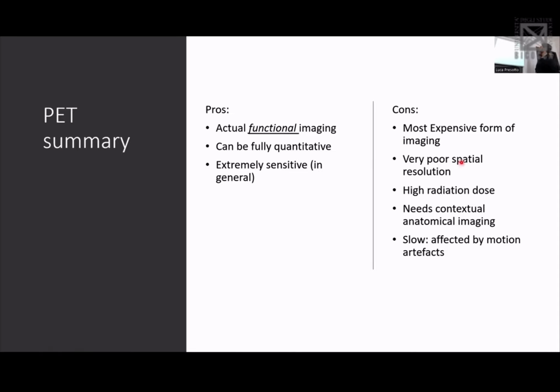By the way, the bad thing is that it's the most expensive form of imaging. A PET scan with FDG, which is a cheap tracer, is 1,200 euros reimbursement. It has a very poor spatial resolution, very high level of noise, high radiation dose. It's slow because we said that you cannot acquire it in less than 2 minutes. So you get motion artifacts in the heart, in the lungs and in the liver.